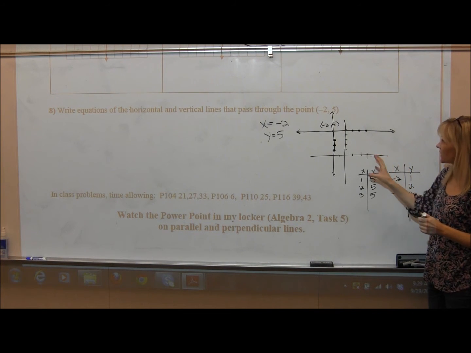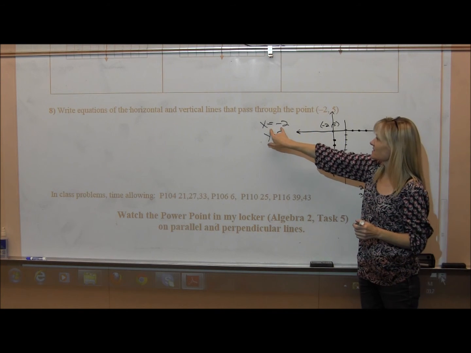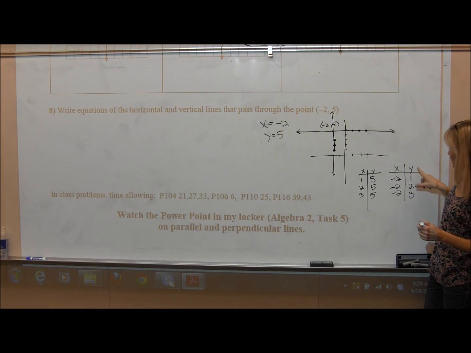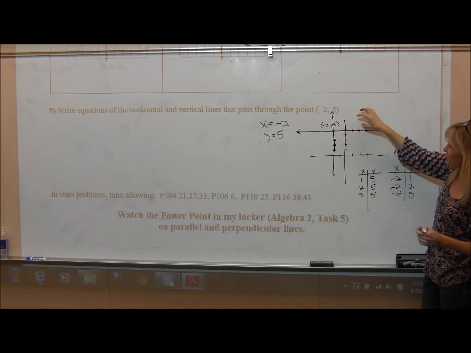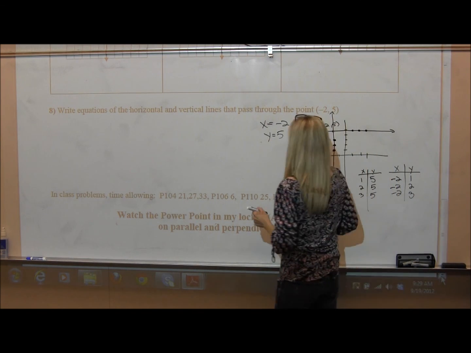And you can go the other direction too. You're given the equation, and you can create a little chart like this and graph your line to determine whether it's vertical or horizontal. All right.